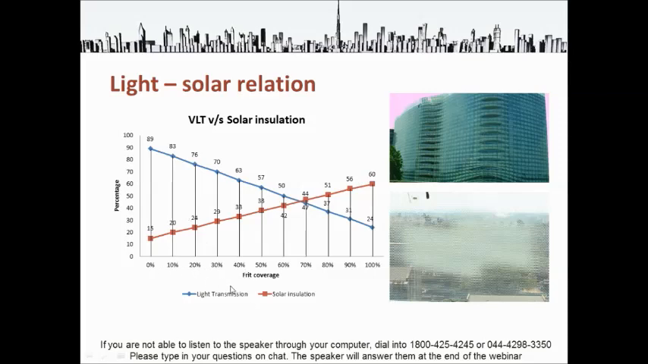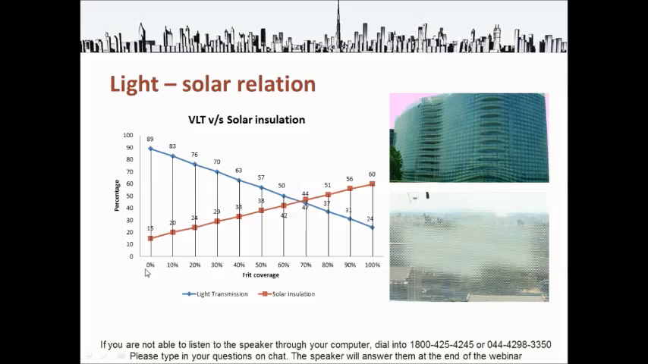On the x-axis is the frit coverage. This I have considered for a clear glass, and the percentage here represents the frit coverage. The blue line represents light transmission, and the red line indicates the solar insulation, which is 1 minus solar factor.